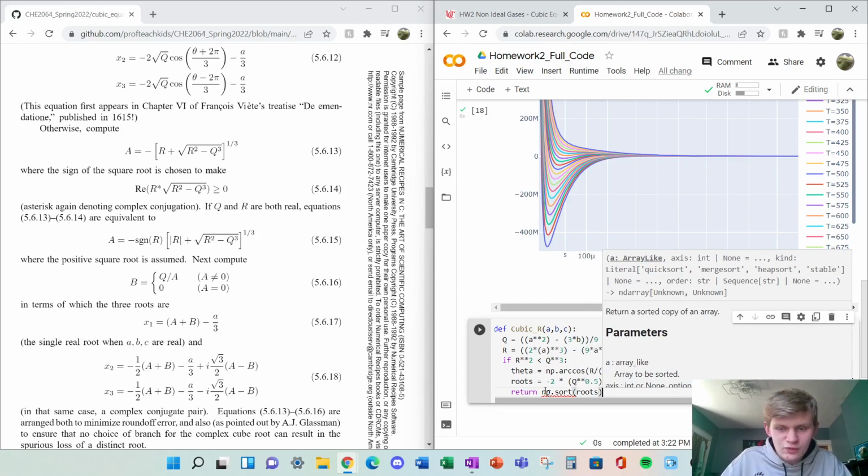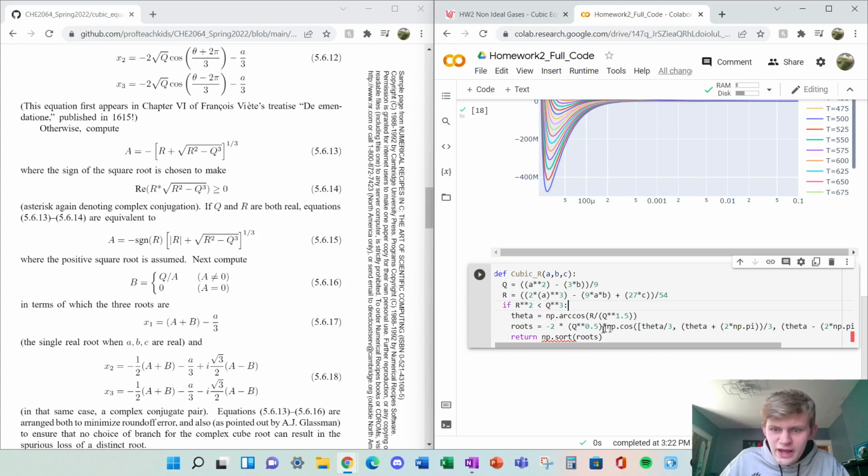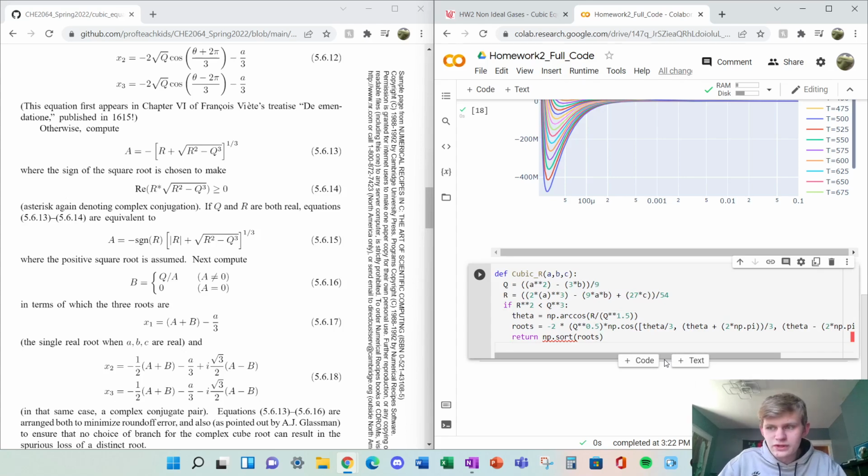And this will sort the array we made above to make sure that this array is in proper order. So we'll put NP sort, and then we will continue on to the rest of our code.